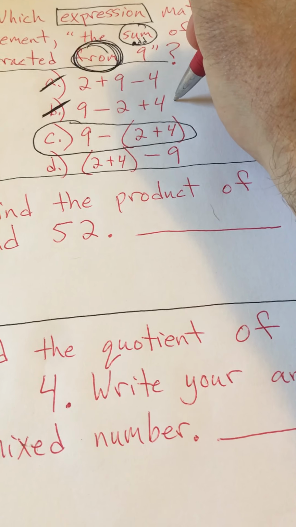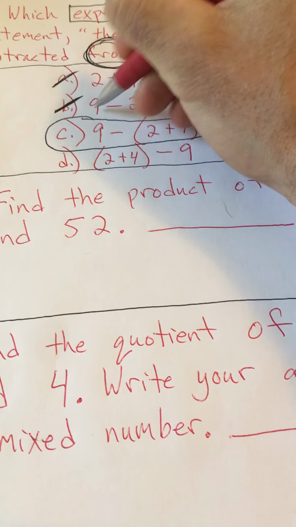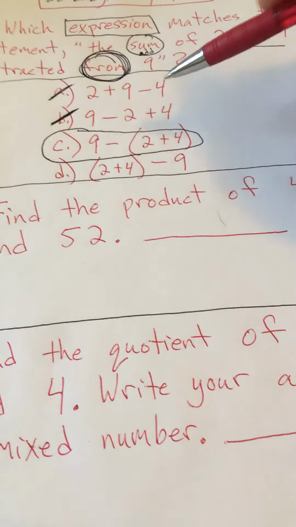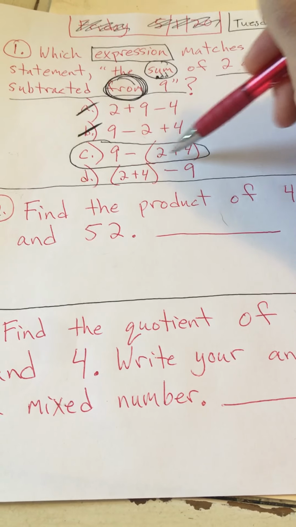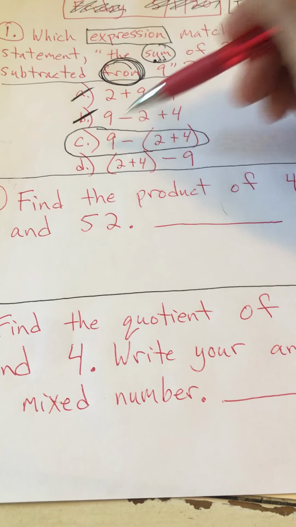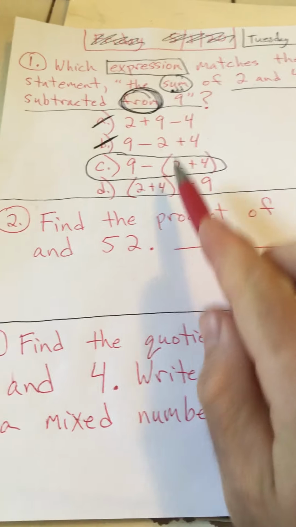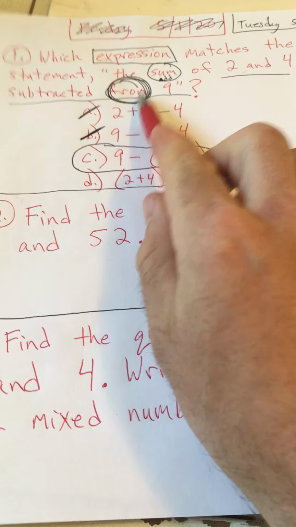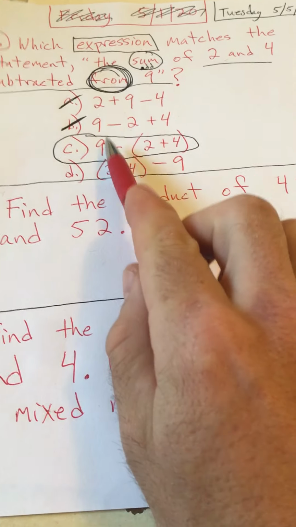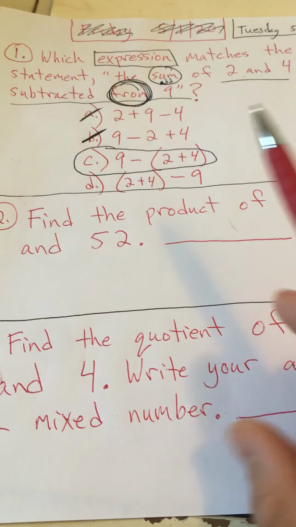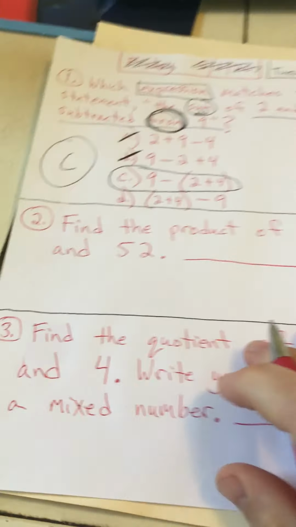So that's why B is incorrect, because there's no parentheses around 2 and 4, so you would end up doing the wrong operation first. Since you have to do the sum of 2 and 4 and then subtract that from 9, you have to have the 2 and the 4 in parentheses and subtract that away from 9. Okay, and D was another tricky one. It's if you got it wrong by subtracted from 9, this took 9 away from it, but it's not being subtracted from 9. If it's being subtracted from 9, then the 9 has to be at the beginning. So C is the answer to number 1.